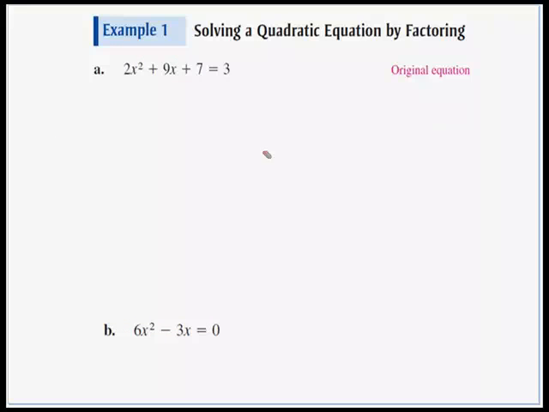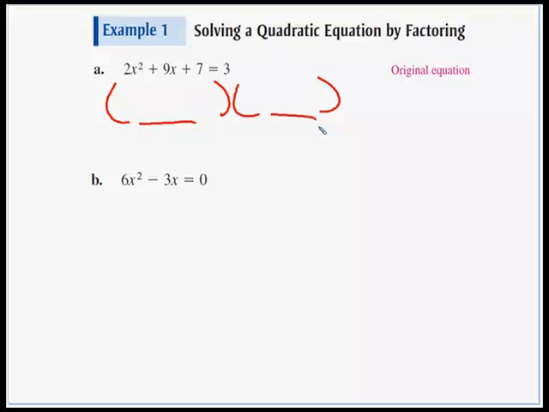So we got everything on one side, set it equal to 0, and factor. Set each factor to 0. Now here we have another one, 6x squared minus 3x, and there is no constant. So we're not going to be able to factor it like we did that one, where we're going to have two binomial terms multiplied together, but we can still factor this.